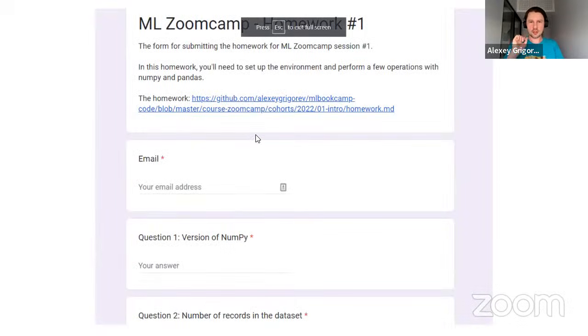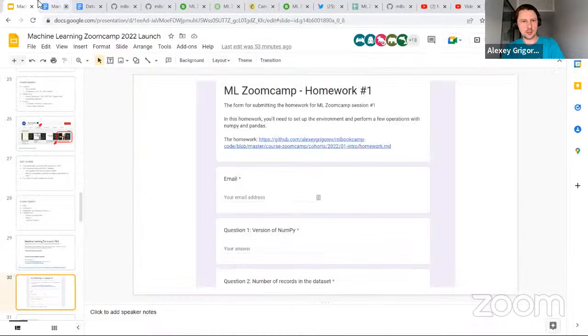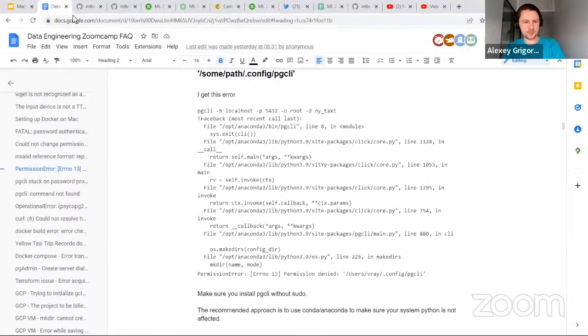So yeah, then for the homework. To submit the homework, we use Google Forms. And this is how a Google form looks like. So maybe I will open the homework first. Oops.